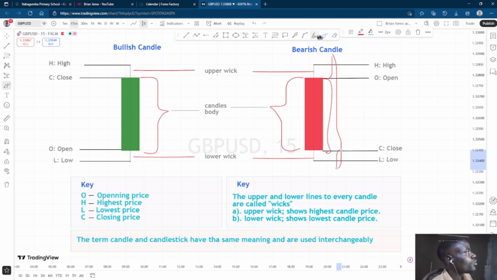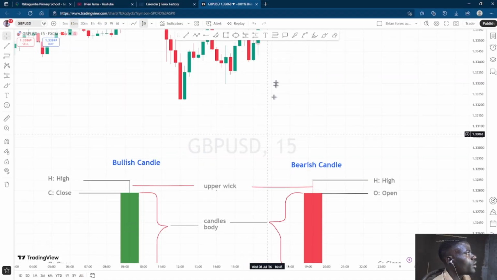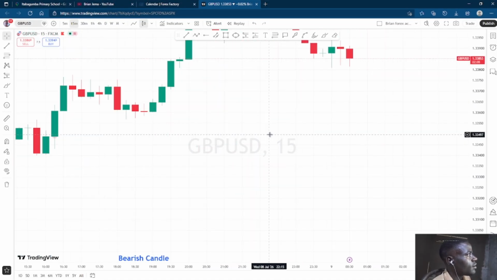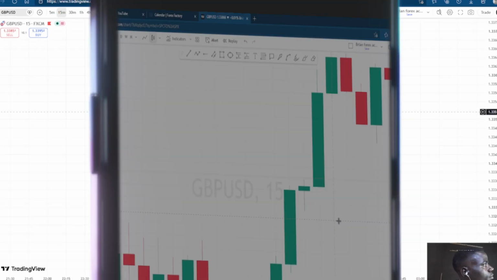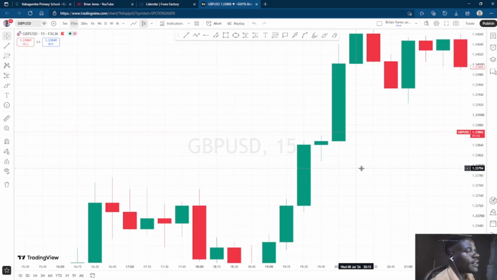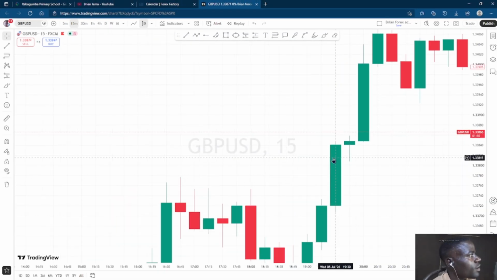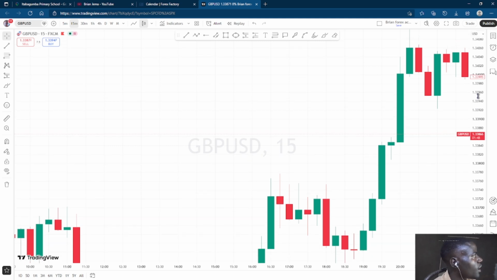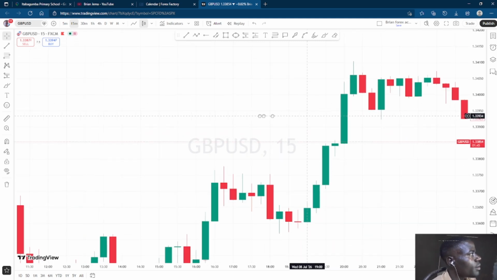I will take you through the examples, and you'll see for yourself. So let me now take you quickly to the examples. As you can see from this particular chart here, these green candles are what we call bullish candles, and the red candles are what we call bearish candles.